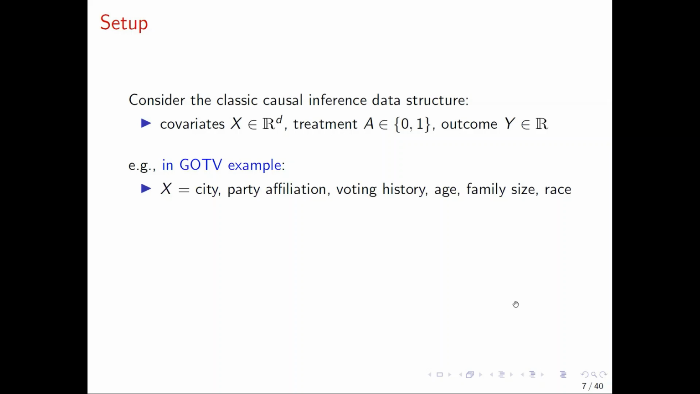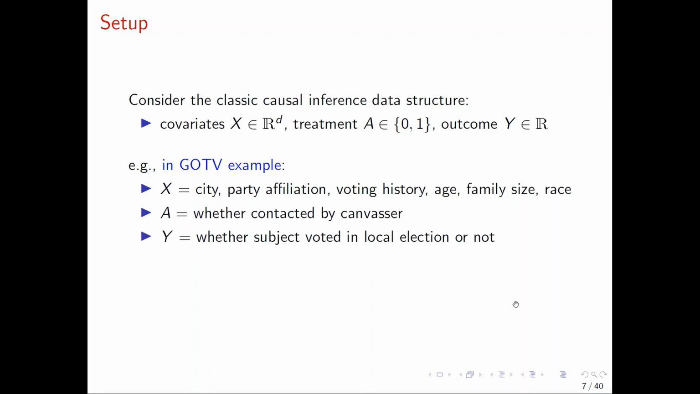So in the get out the vote kind of example from political science, the features might be things like what city you live in, what party you're affiliated with, your past voting history, some demographic information. The treatment might be whether you were actually contacted by a canvasser, and then the outcome would be whether you ended up voting in some upcoming election or not.